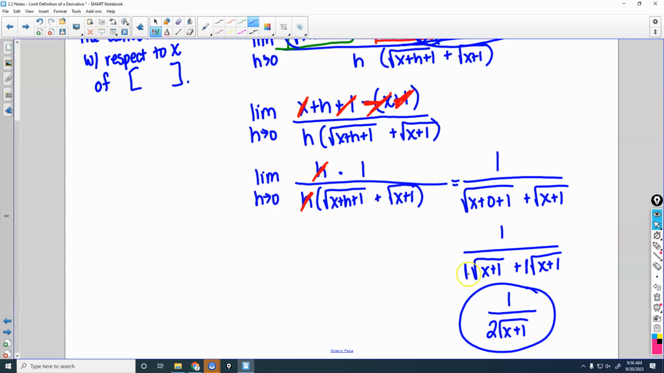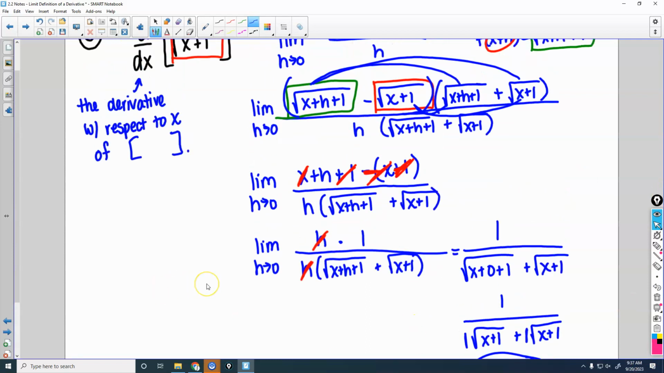Yes, these are h approaches 0. So we're plugging in 0 for the h right there. Most of these are going to have an x left in the answer, so we don't plug in for that x. Occasionally, if you have a real simple one, the x's all cancel out and you just get a number for your answer. But most of them will have x's left.